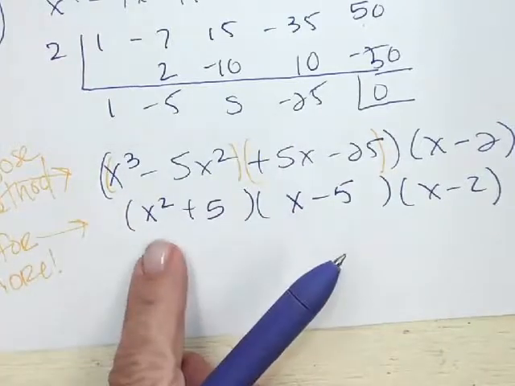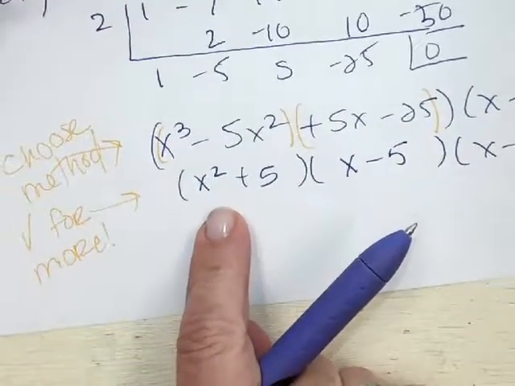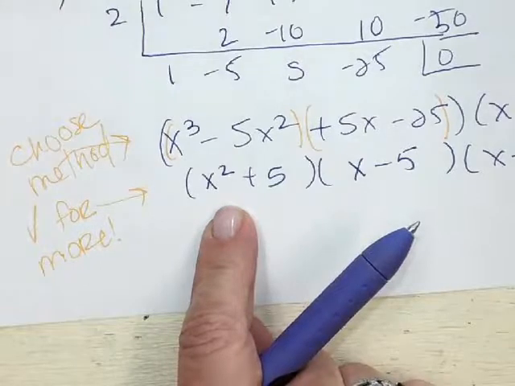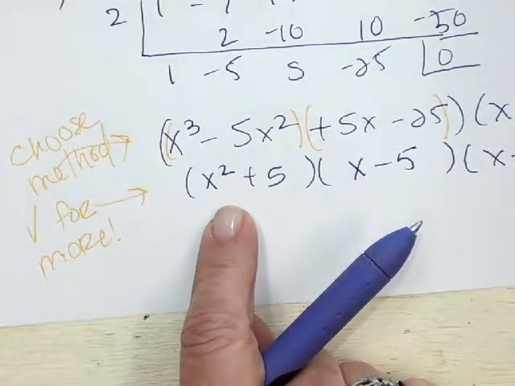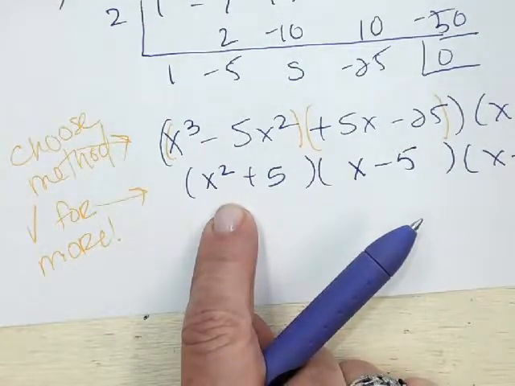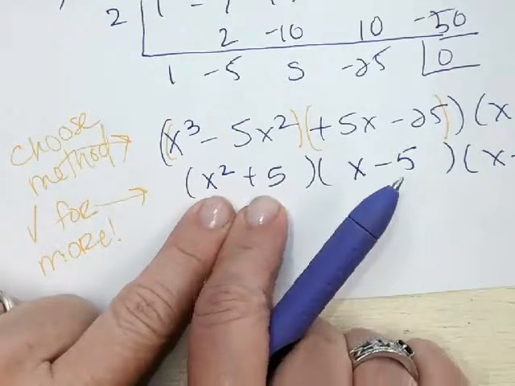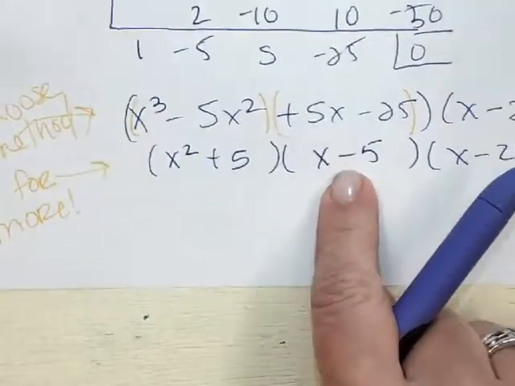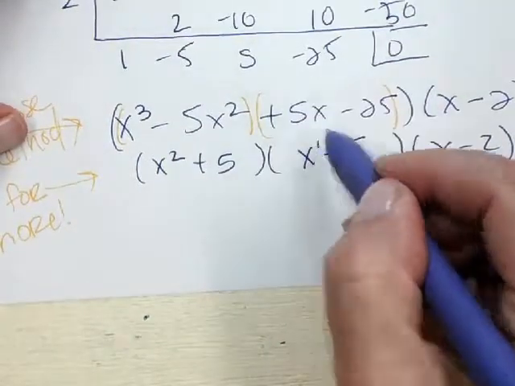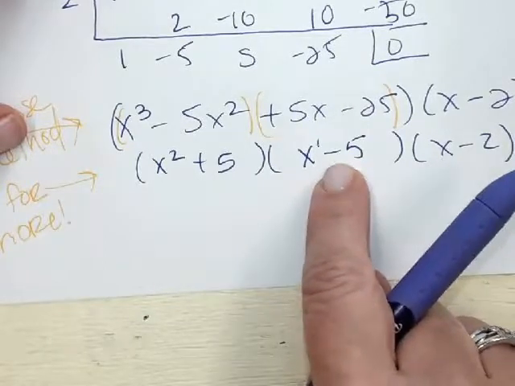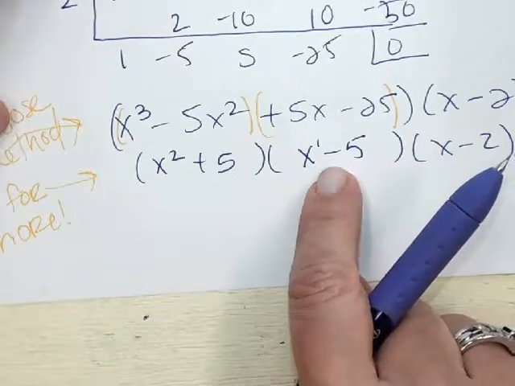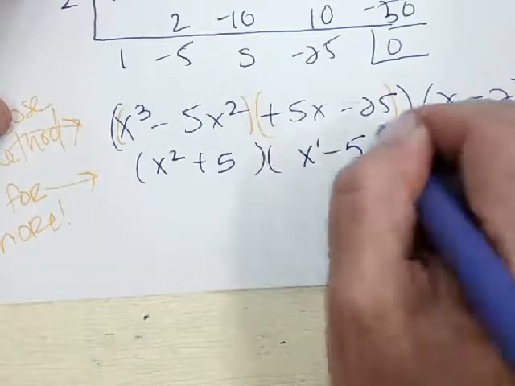X squared plus 5, 2 terms. If it's 2 terms, you have 3 options. A sum of cubes, that's not it. A difference of cubes, nope. A difference of squares, nope. There's nothing I can do. That's my answer. X minus 5. If it's just anything to the 1st degree and there's not a GCF in there, then just know that that's all you can do. X minus 2, there's my answer.